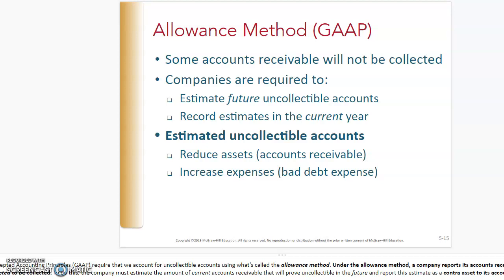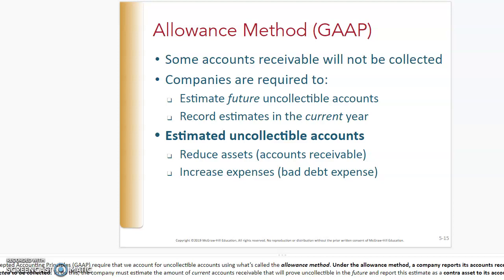By and large, the method that is not allowance, which is the direct write-off method, is mainly used for tax purposes, and that's why it's included in this chapter. Most of what we're going to do is going to be based on the allowance method being required. This method requires companies to estimate the amount of uncollectible accounts that they have and record that amount as bad debt expense in the same year as the sale.